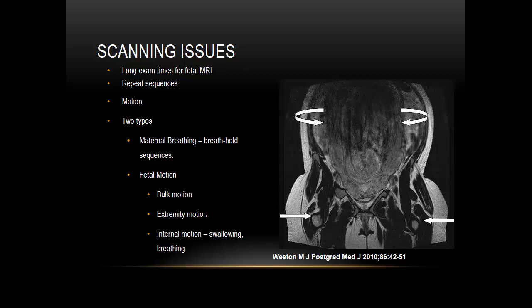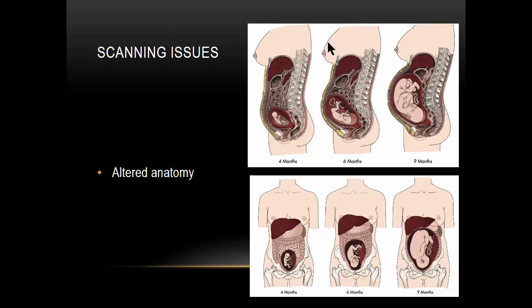So you have your bulk motion, you have your extremity motion. Of course, the baby is moving the hand and the limbs and the lower limb. Internal motion, like swallowing and breathing, of course, you can't stop that in a fetus as well. And so these are things to consider when doing a fetal MRI.